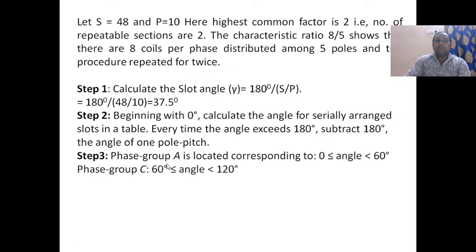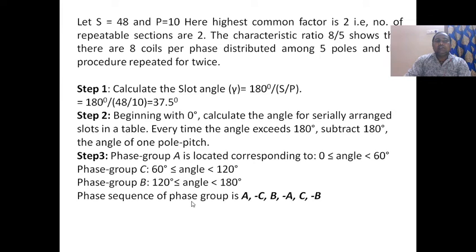Step 3. Phase group A is located corresponding to between 0 to 60 degrees. This is very important. Phase group A must be located in 0 to 60 degrees. Phase group C must be located in 60 to 120. Phase group B is between 120 to 180 electrical degrees.